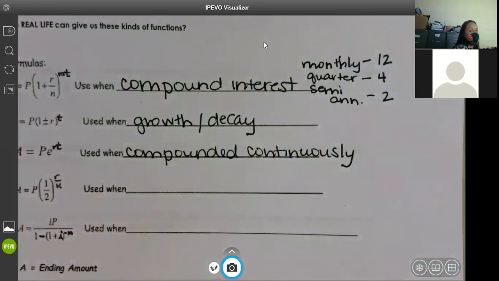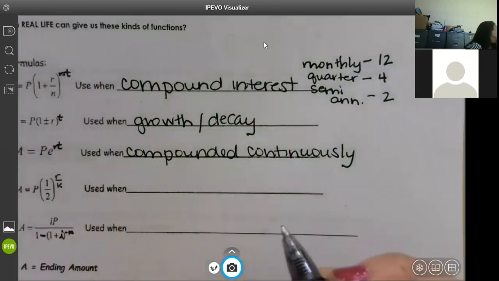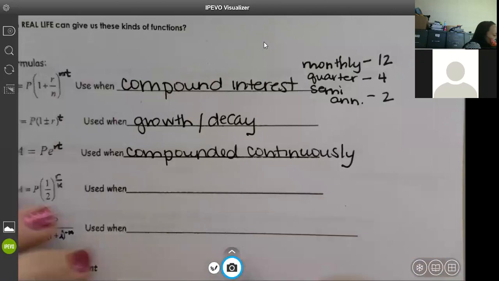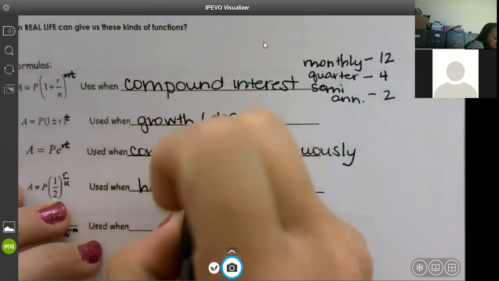And then we're actually not going to use the very last one. So this is the last one we're going to talk about. And you have used this. You just don't realize you have. It's P times (1/2) to the R over K. She changed the variables. It should be T over K, but it's all the same. And this is half-life.